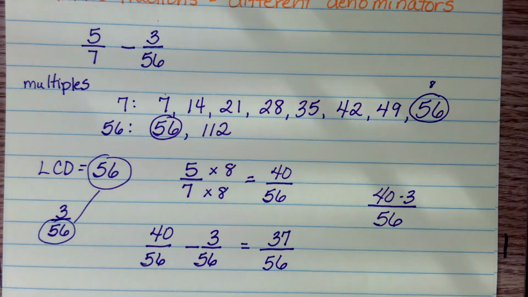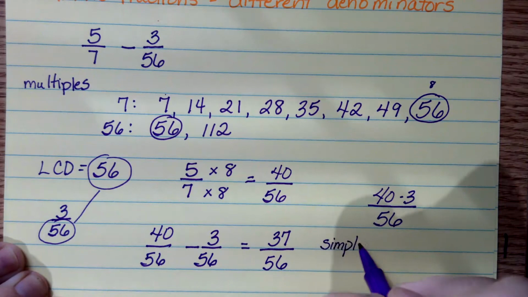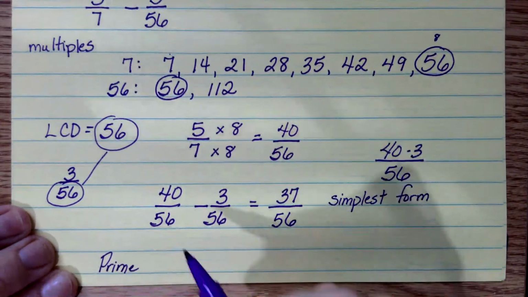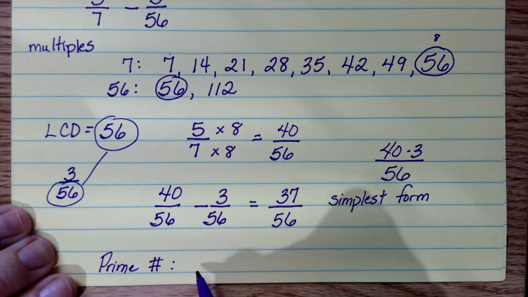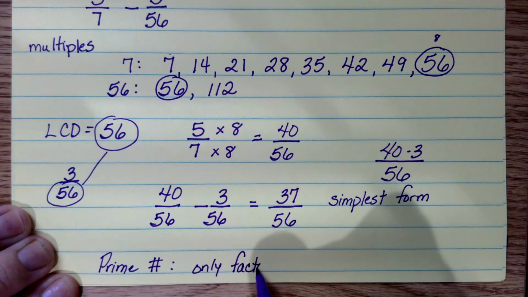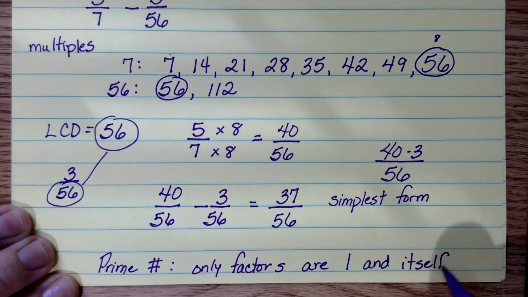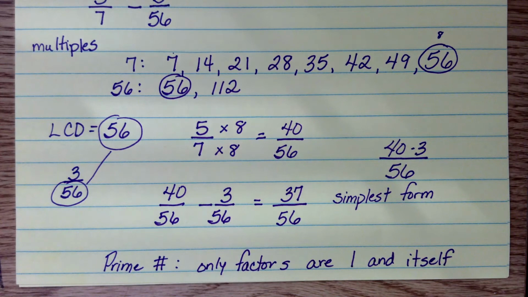Well, here's a cool thing about 37. 37 cannot be divided by anything other than 1 or 37. It is a prime number. Therefore, this fraction is in its simplest form. And we will talk more about prime numbers and prime factorization and all that good stuff a little bit later on. But I do want you to hear that a prime number is a number whose only factors are 1 and itself. We could divide 56 by a whole lot of things, but we can't divide 37 by a whole lot of things.